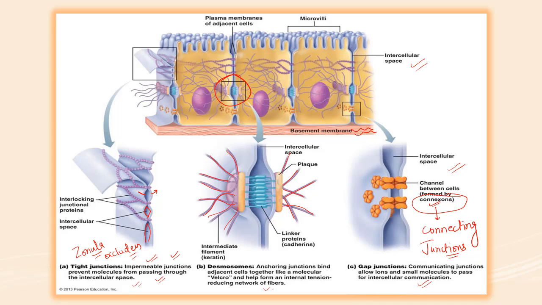Hemidesmosomes basically connect the basal lamina to the epithelium. So my dear students, this is the introduction of the epithelial tissue with some of the specialized functions, or the junctions within the epithelial tissue. I will be coming with further videos explaining in detail the classification of the epithelial tissue and further modifications, and the locations as well.